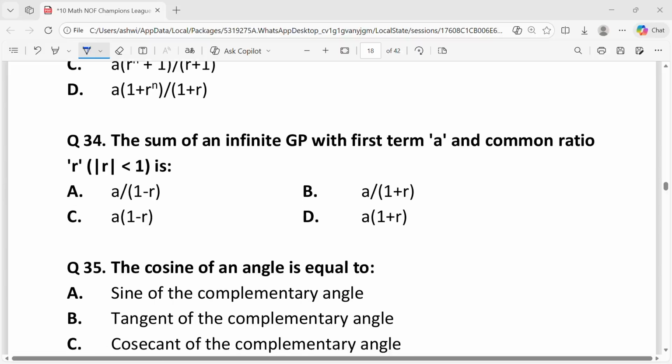Question 34. The sum of an infinite GP with first term A and common ratio R, where modulus R is less than 1, is, answer is A upon 1 minus R. The formula for the sum of an infinite geometric progression is valid when the absolute value of the common ratio, mod R, is less than 1. The sum is given by the formula S infinity equal to A upon 1 minus R.